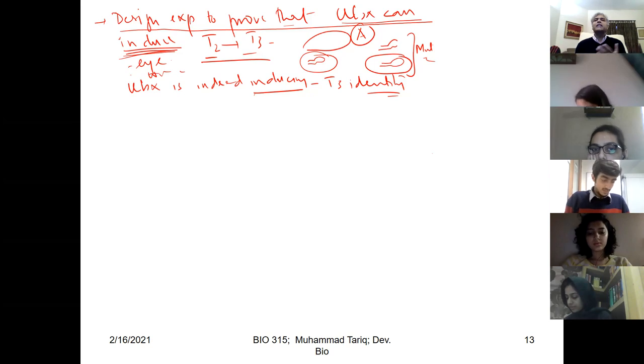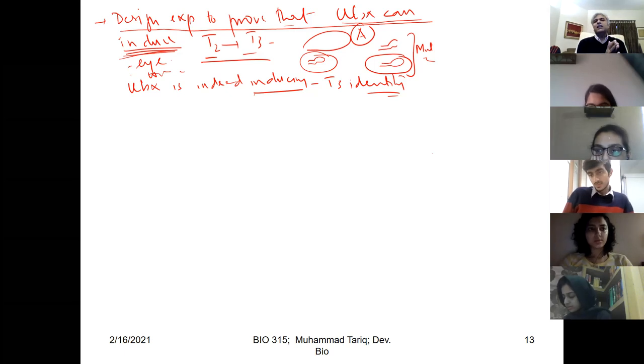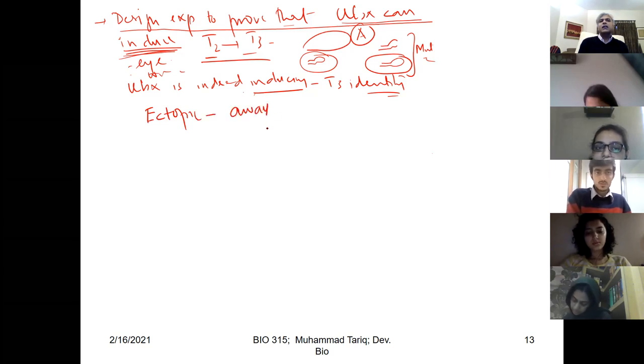UBX is not expressed in the eye, or gene A or gene B, whichever we are talking about. If you take that gene and express it in a region where normally it is absent, in genetic terms we call this ectopic gene expression. Ectopic means away from its natural location.